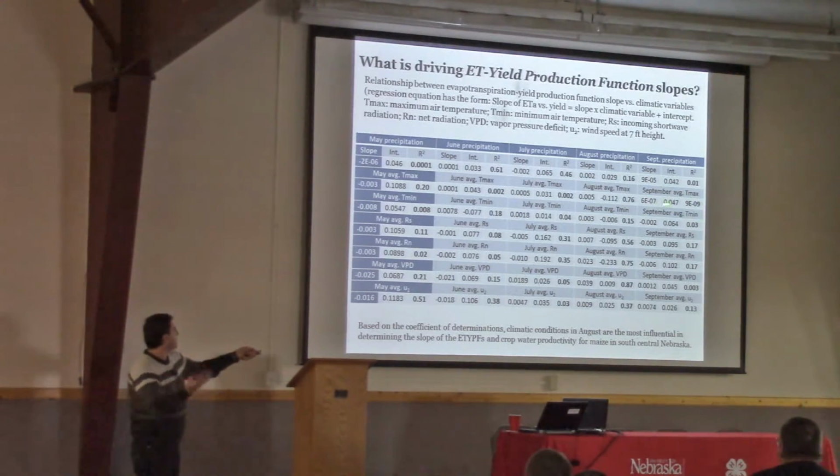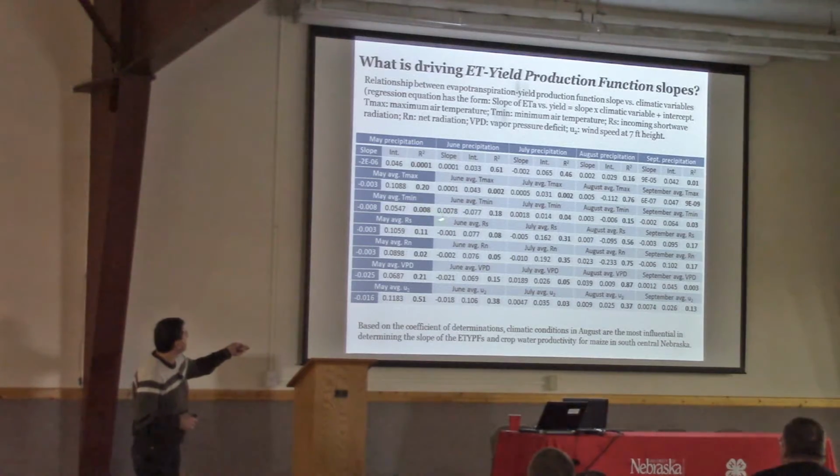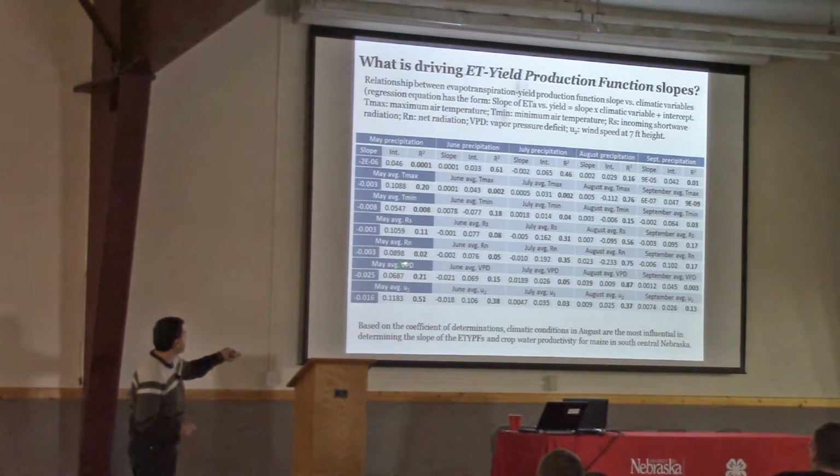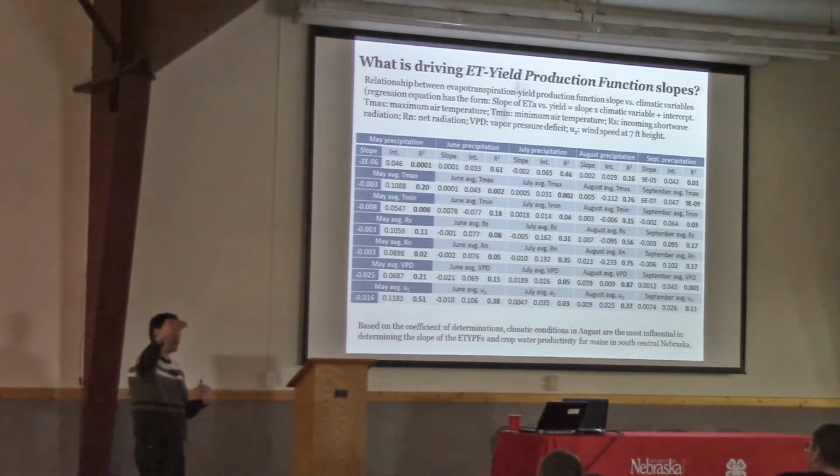September is nothing, because September is done. Minimum temperature: nothing in May, not much in June, July, but still June nighttime temperatures have the strongest impact on crop production amongst all months. Solar radiation. August solar radiation has the most impact on productivity. This is net radiation, let me pass this. Vapor pressure deficit, 0.21, 0.15, and then August, you see that? 0.87.